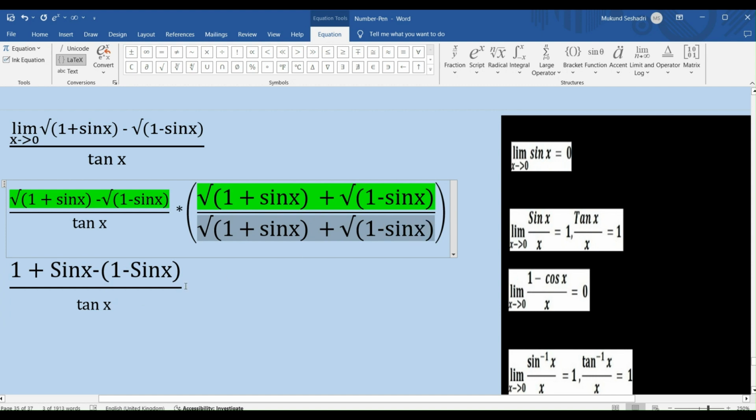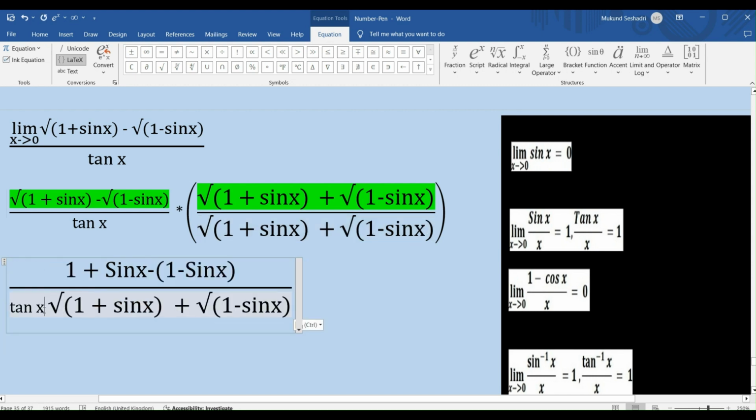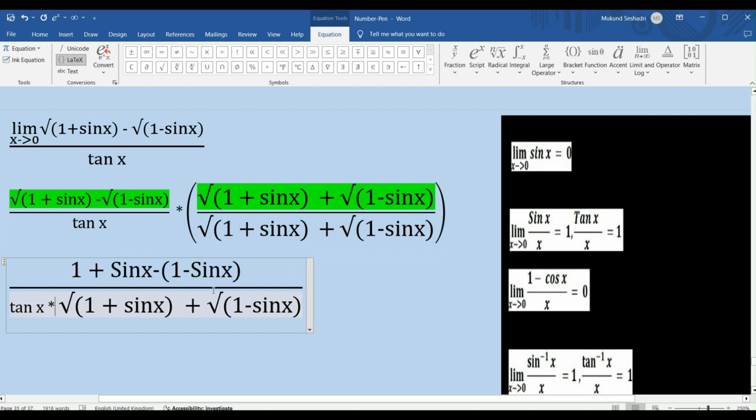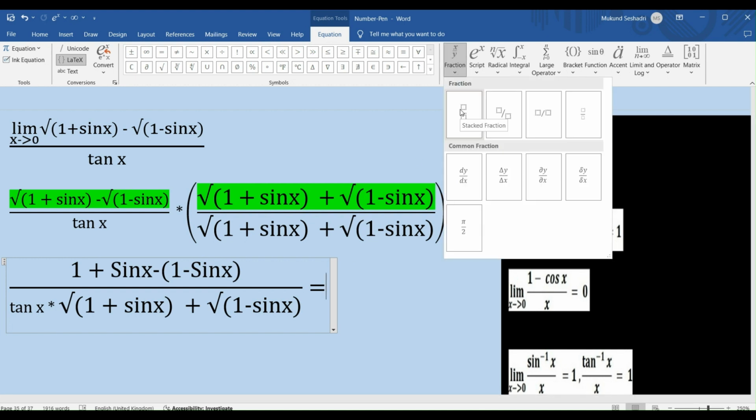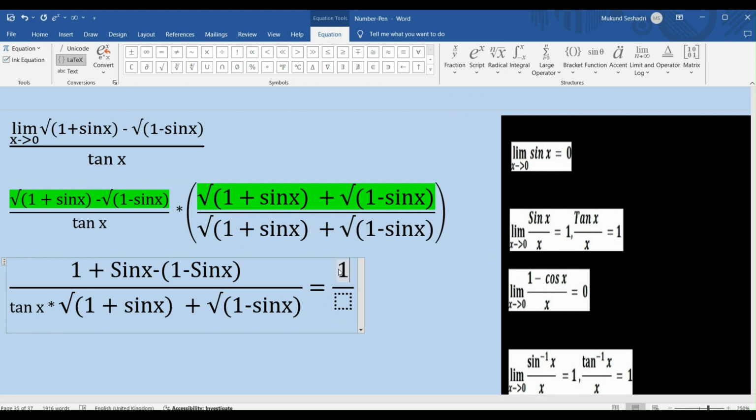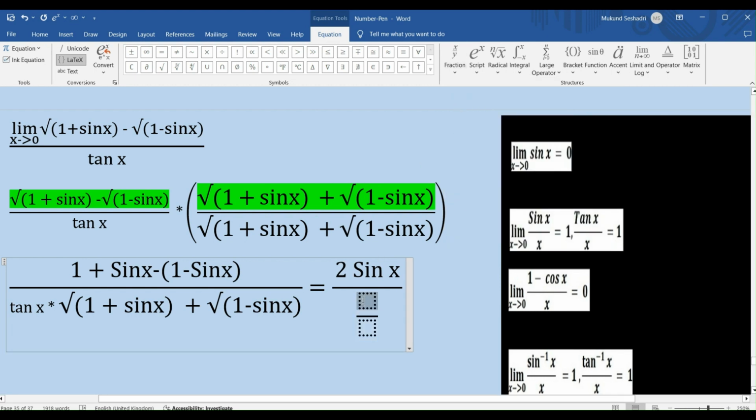And what happens to my numerator? I can further simplify it, right? So what is that? 1 plus sine x minus 1 plus sine x. So my 1 and 1 get cancelled, and my sine x does not get cancelled. So I have a 2 at the top, right? So I write this as 2 of sine x divided by tan x. And what is my tan x? My tan x is nothing but sine x by cos x, right? So I write that as sine x by cos x.